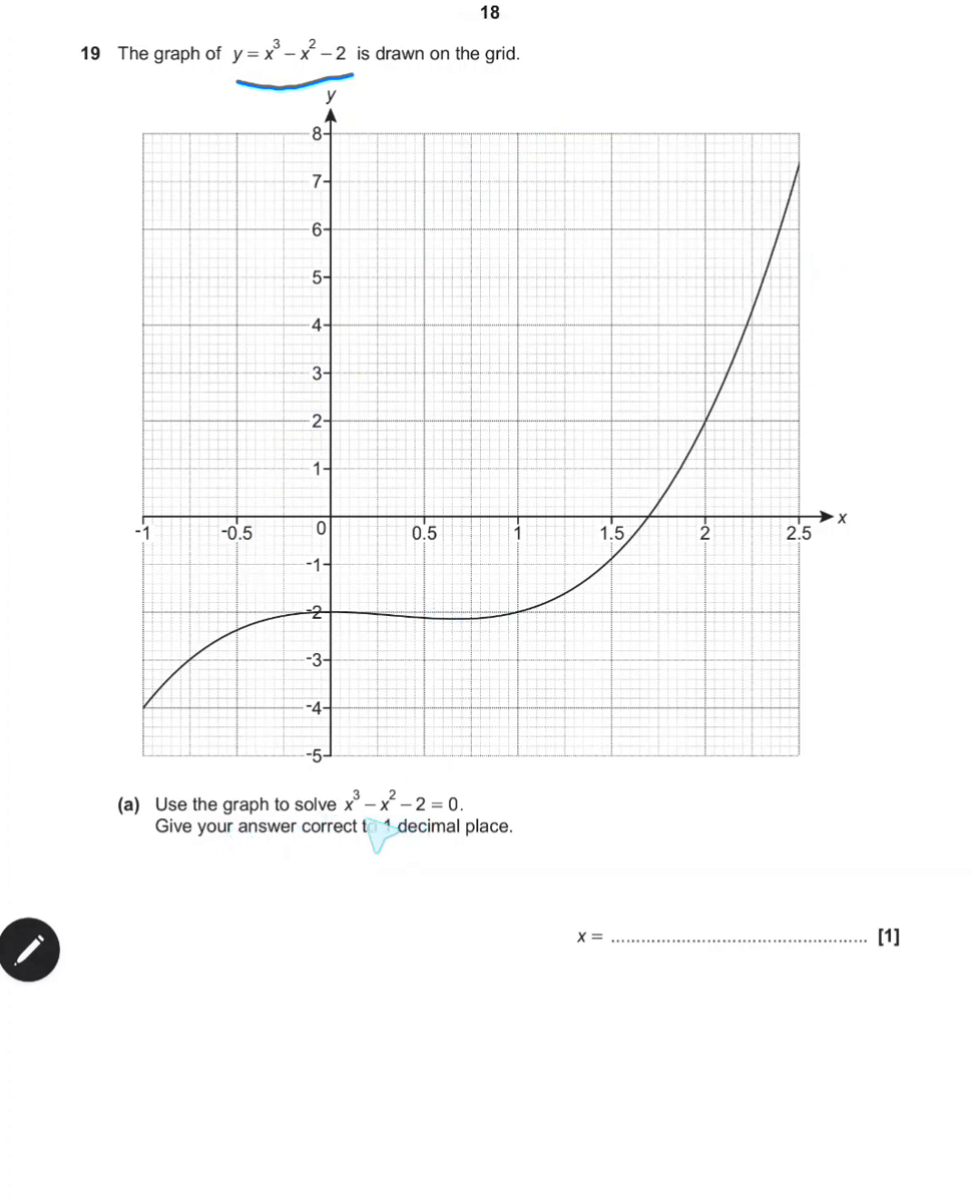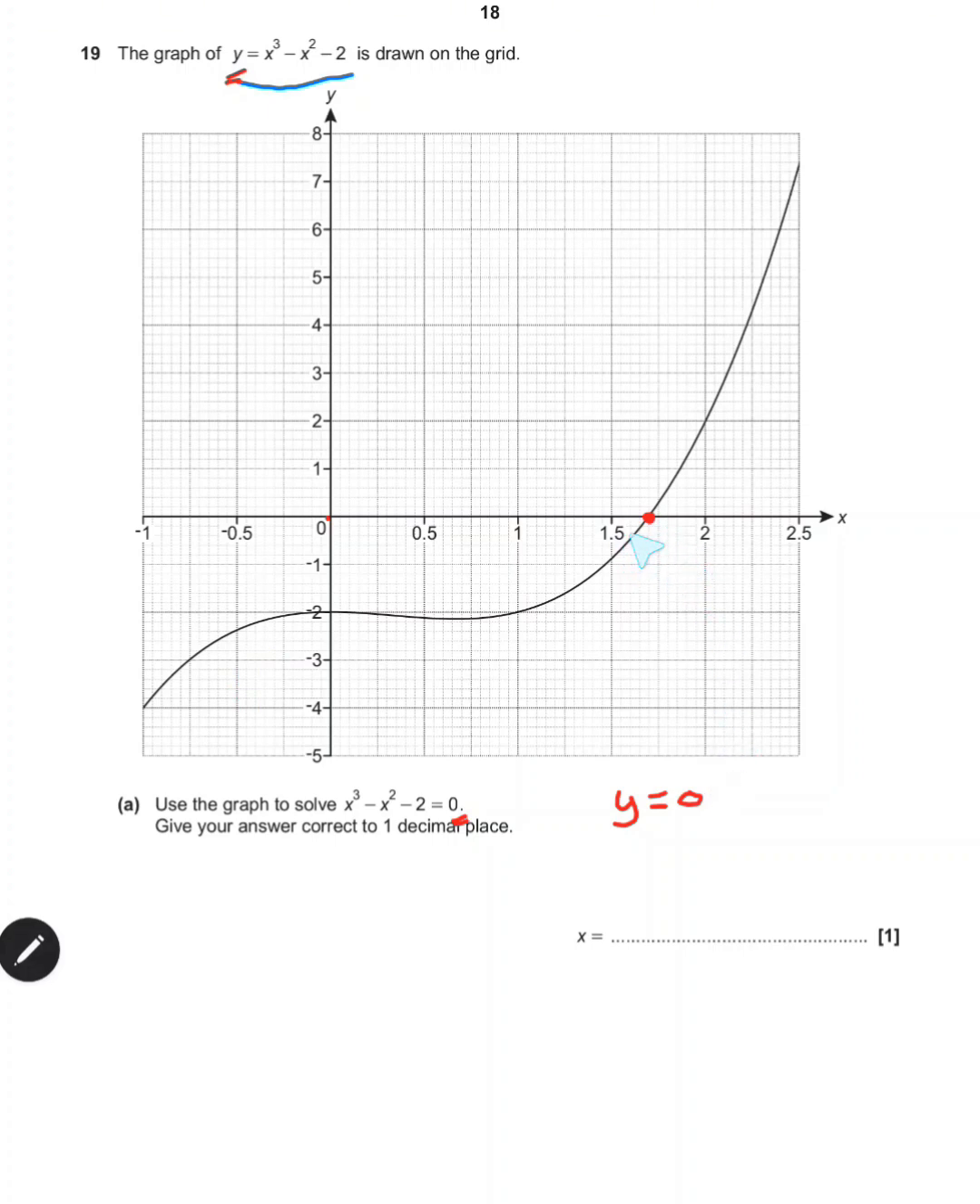And it says use the graph to solve this thing that we've drawn, x cubed minus x squared minus 2 equals 0. Well, if we look, y has been replaced by 0. So we're looking for where does y equal 0? And y equals 0, well, here's y, here's 0. It's right there. It's where the graph crosses the x-axis. That's where y equals 0.